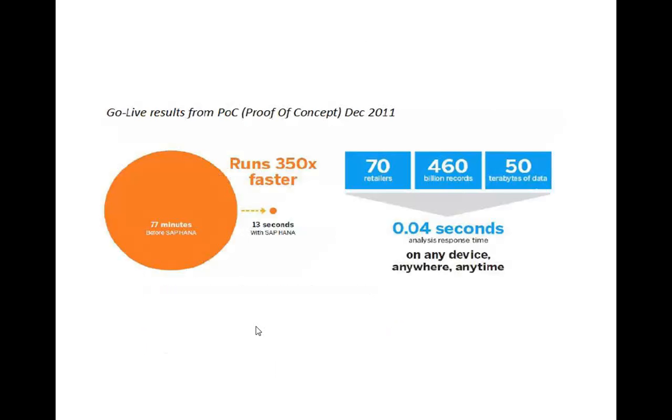Some of these are the statistics that you have. The improvement in speeds: on a BW system it takes 77 minutes to execute a report, but with SAP HANA it is 350 times faster, taking 13 seconds to execute the same report. Right? With HANA, you can almost analyze 460 billion records in under a second because of the number of cores that you have. So these are some of the statistics from different clients.